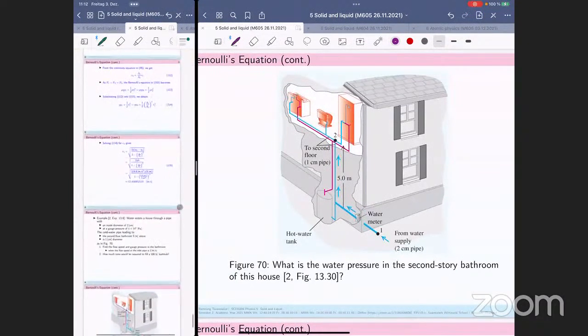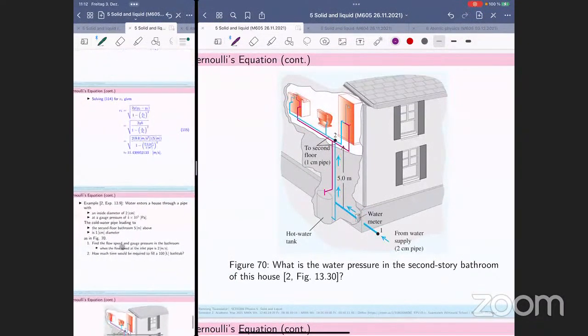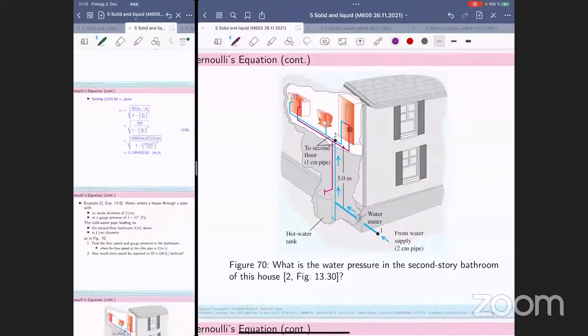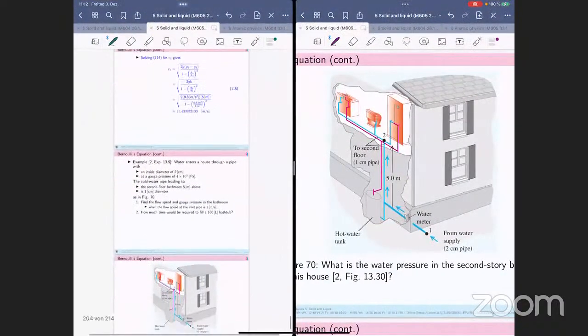The first question to this problem is the following. They want to know the flow speed in the bathroom, and the gauge pressure in the bathroom, at the pipe at this location. Now it's time to solve this problem.